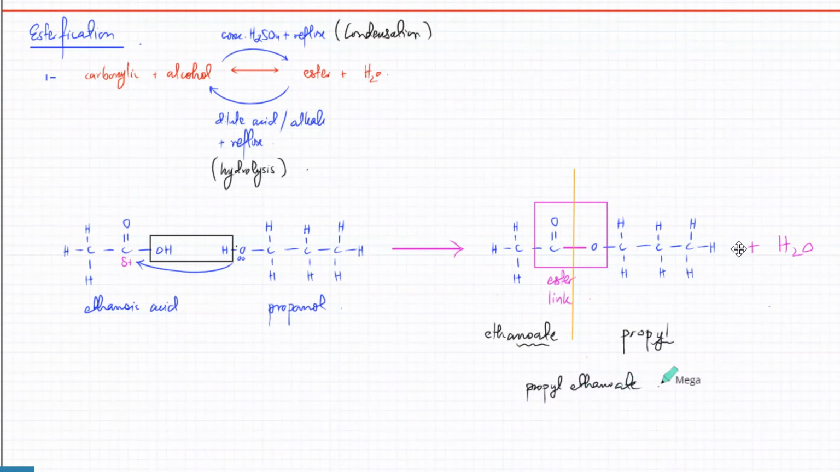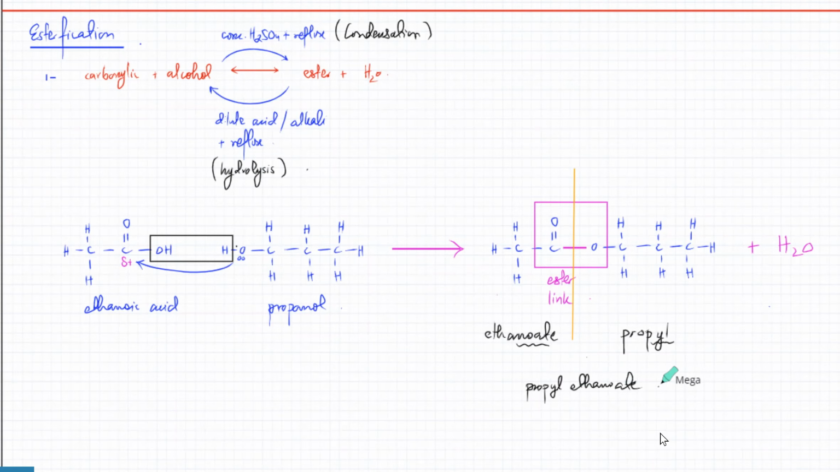So it's based on the number of carbon atoms. This side has 3 carbon atoms, that side has 2 carbon atoms, and you add oate at the end of the double bond O side, and the single O side would be yl. So that's the name of the molecule, propyl ethanoate.